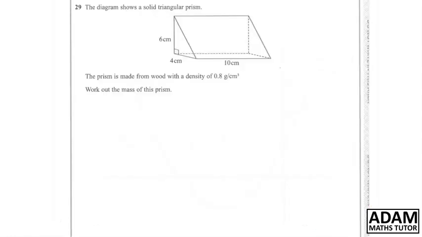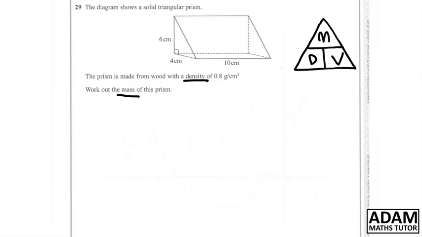Question 29. The diagram shows a solid triangular prism. The prism is made from wood with a density of 0.8 grams per centimeters cubed. Work out the mass of the prism. So I've been given the density and I'm trying to work out the mass, which involves density, mass and volume. And to work out the mass, I'm going to need to know what the density is and multiply it by the volume.